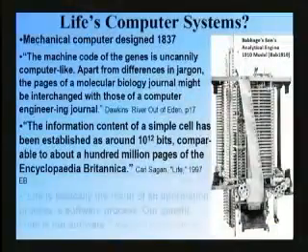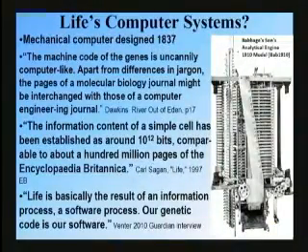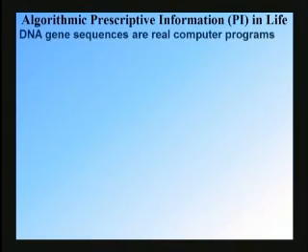And what that proved was that life is basically the result of an information process, a software process. Our genetic code is our software, and this was experimentally verified by Venter's group. One of the most inexplicable parts of information is the algorithmic prescriptive information in life. An algorithm is a step-by-step process for solving a problem. For example, the proteins are generated by a step-by-step process for generating a protein, and that's encoded in the DNA.